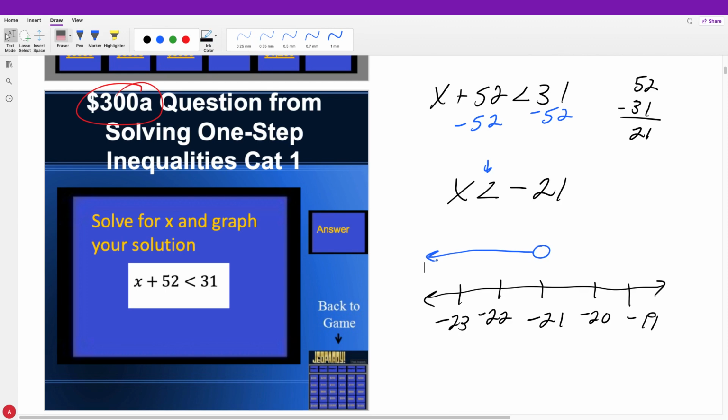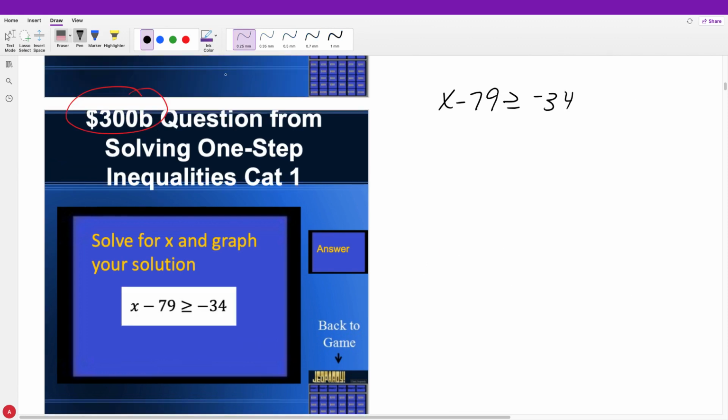All right, now let's go ahead and do the next problem. All right, so here we have x minus 79 is greater than or equal to negative 34. Well, the inverse of minus 79 is plus 79. And instead of saying negative 34 plus 79, we can do 79 minus 34. It's the exact same thing. So this is then going to give me 45. So then I know that my answer then is x is greater than or equal to 45.